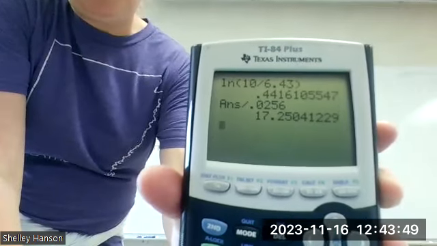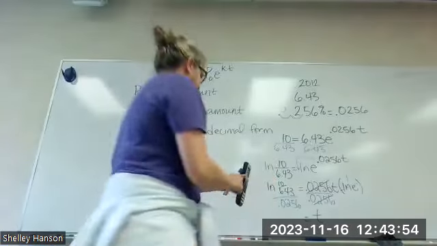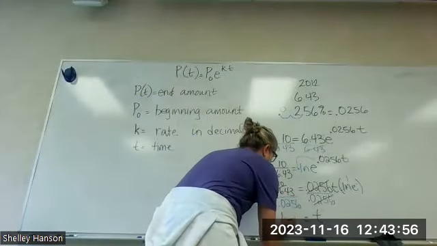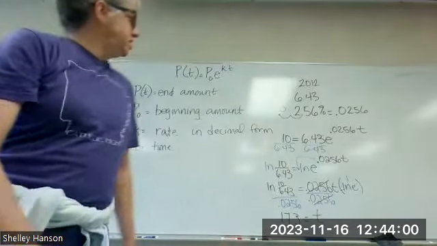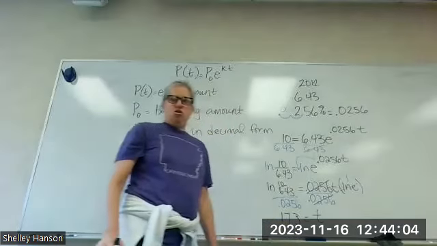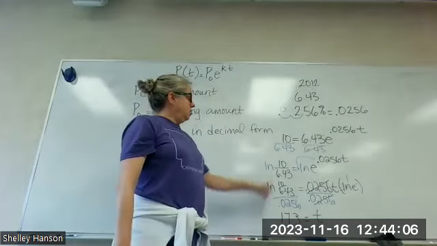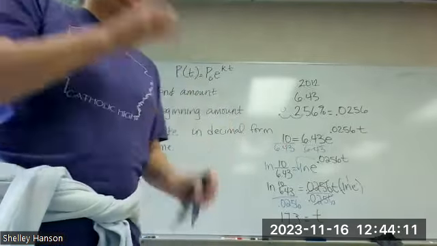So mine rounds up to 17.3 since it's 17.25. So 17.3. So it is going to take about 17.3 years in order for the population to reach 10 million.